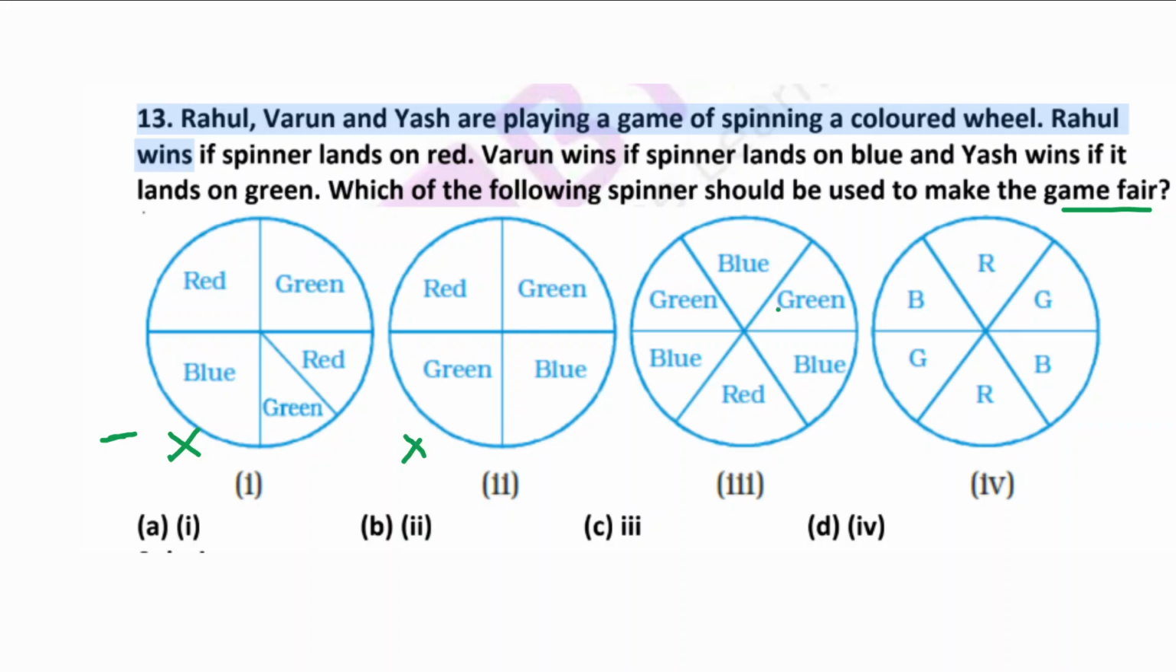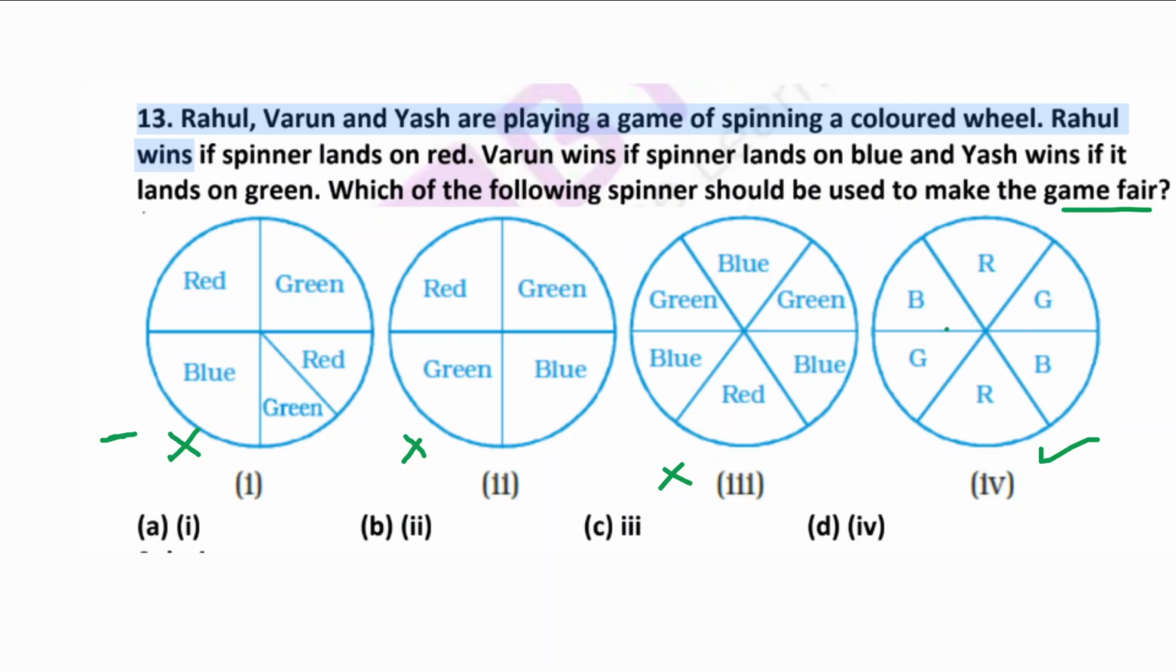Here, if you see, 2 green is there, 3 blue is there, and 1 red. This is also not fair. So this looks to be correct. Let us see. 2 blue, 2 green, 2 red, and all of them are equal size. So this is the right thing, because here all are having equal chance.